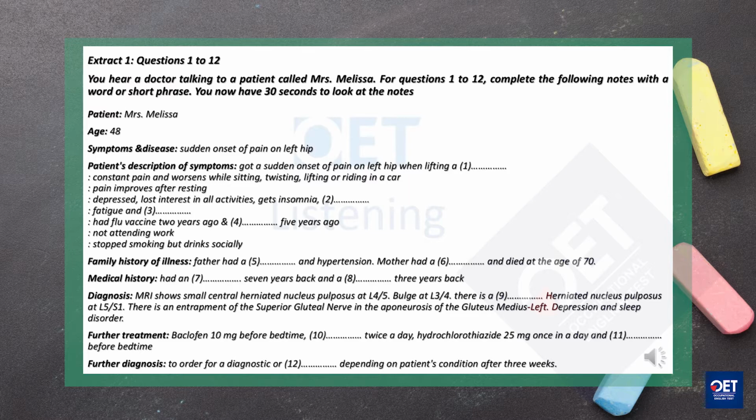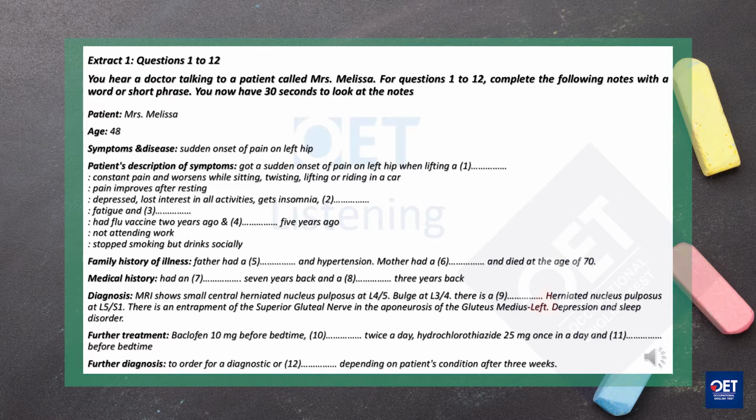Do you drink or smoke? I used to smoke before, but I have stopped smoking nowadays, and I drink socially. What medications are you taking now? I am taking Lortab 10 milligrams whenever I get pain. Are you allergic to any medication? No, doctor. Well, your MRI shows small central herniated nucleus pulposus at L4/5, bulge at L3/4. There is a shallow left parasagittal herniated nucleus pulposus at L5/S1.